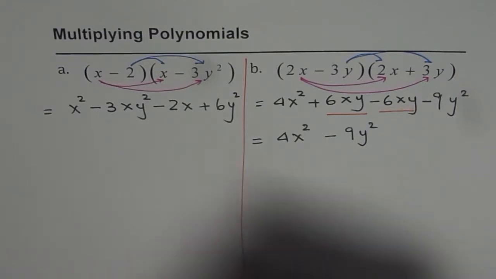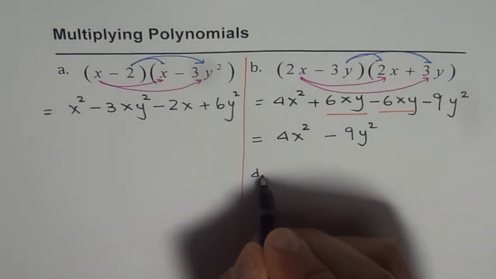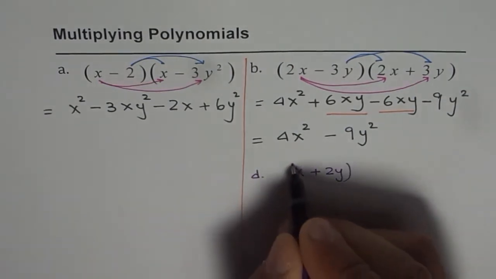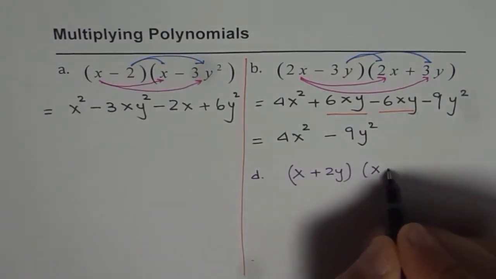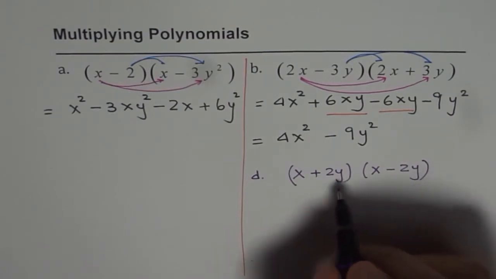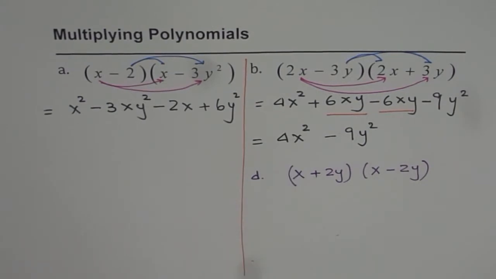So here is a practice question for you. I'll write a similar question. Let me call this D. Let it be x plus 2y times x minus 2y, right? So what do you expect here? First you expect 4 terms, which will finally get reduced to 2 as we did here, right?